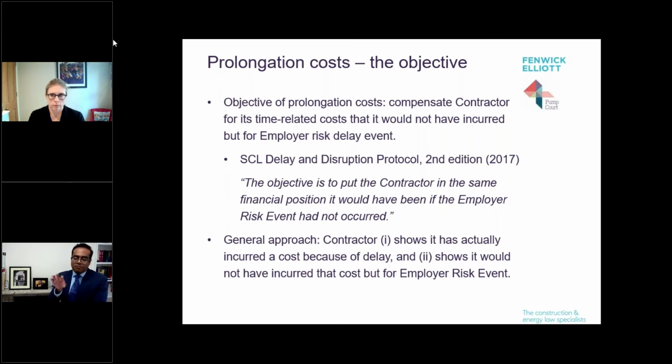And so breaking down the relevant concepts, as we've got in that last bullet there, what the contractor needs to show is two things. First, that it has actually incurred the cost that is the subject of the prolongation cost claim. And second, that the cost has been incurred because of the employer risk delay. And both of those things are more complex than they seem. And that's actually the reason why Claire and I are devoting the best part of an hour to this talk.